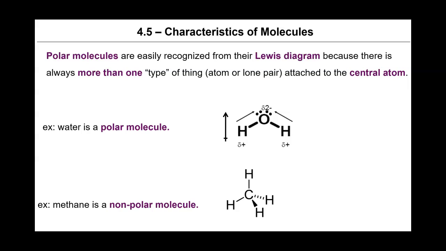Now, we already mentioned that we can tell whether a molecule is polar or not by considering the things that are attached to the central atom. And we said that polar molecules always have more than one type of thing attached to the central atom. So in the case of a water molecule, we have hydrogens attached to the central atom, but we also have lone pairs, so that's why we classify this guy as being polar. However, in the case of methane, everything attached to the central atom is exactly the same, and so we classify methane as being non-polar.